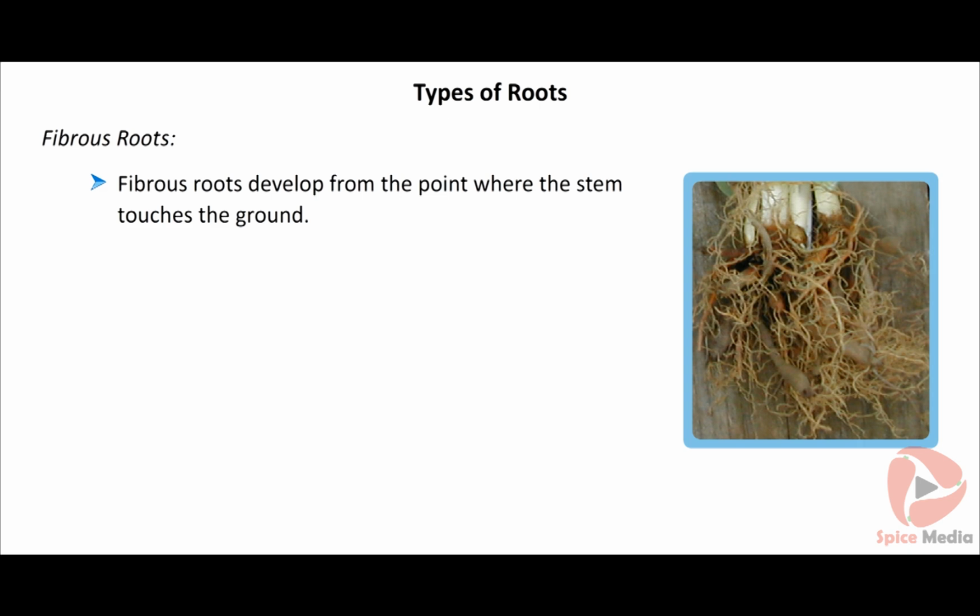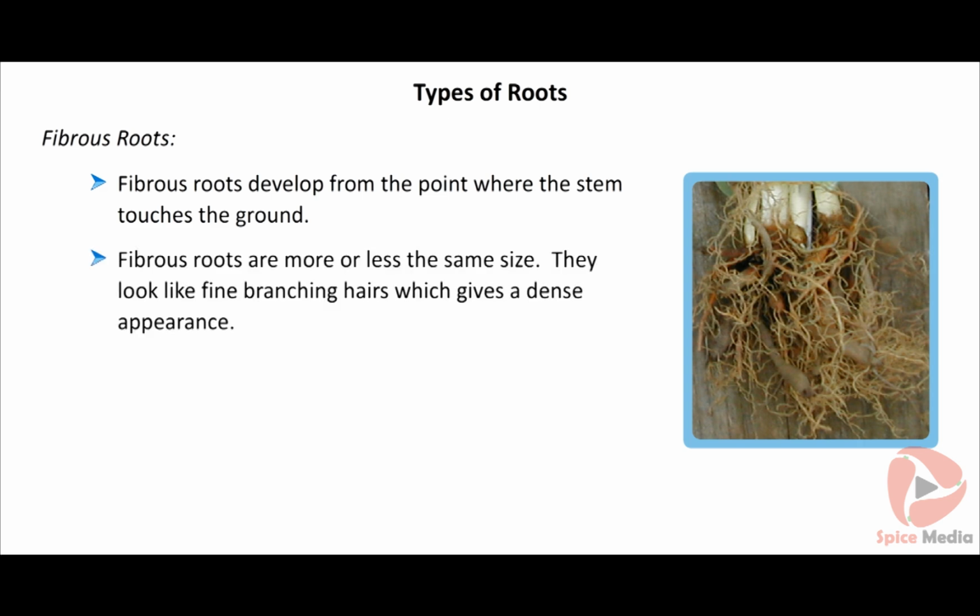In some plants, a bunch of roots develop from the point where the stem touches the ground. They constitute the fibrous root system. Example, grass and paddy.